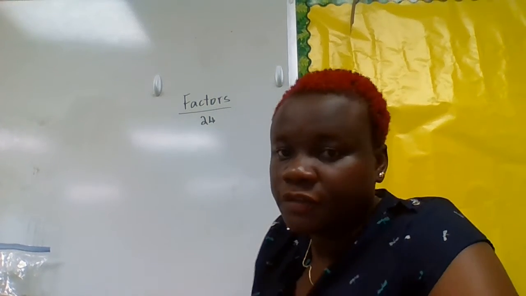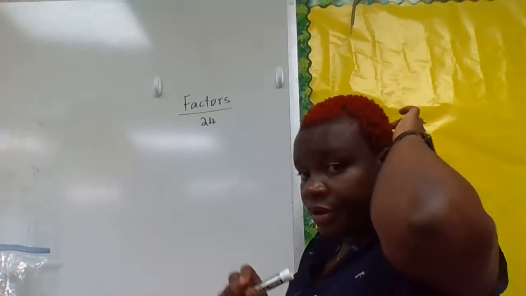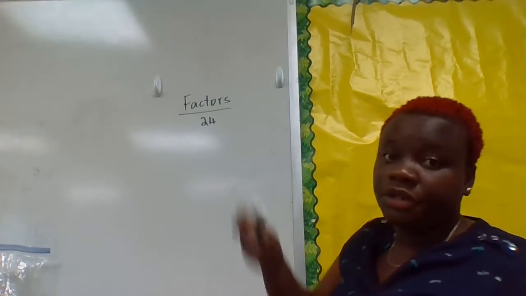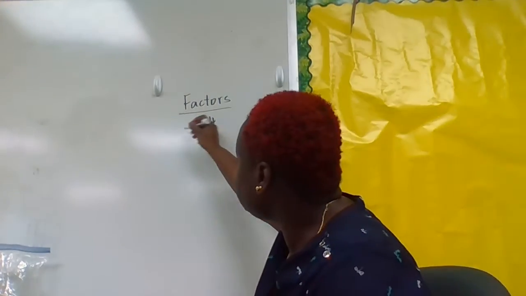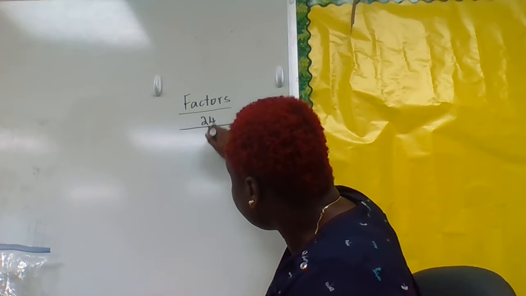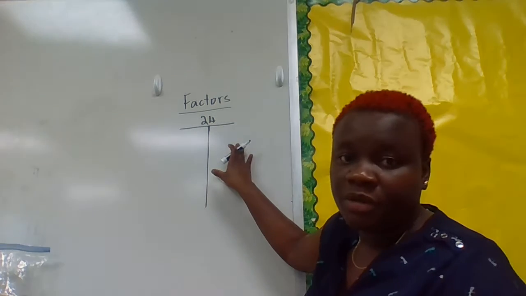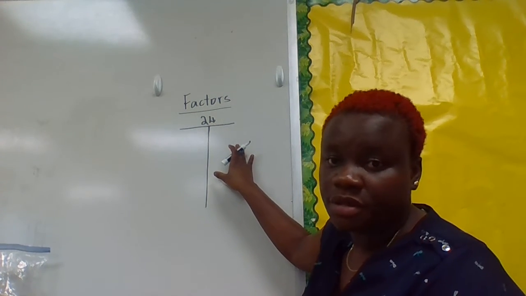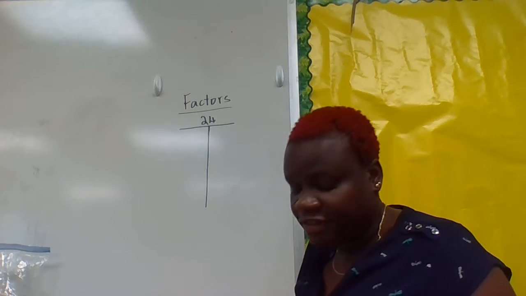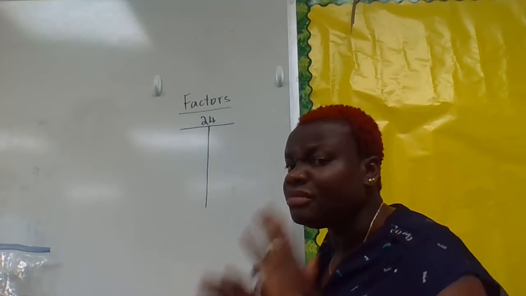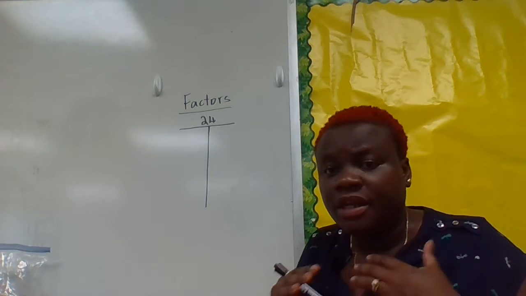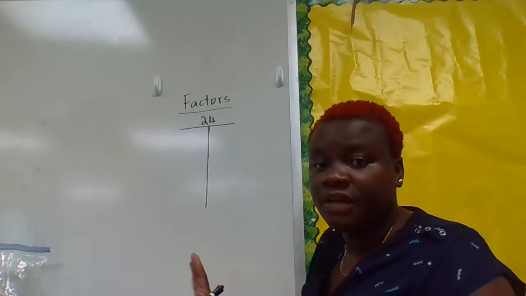All right, today we'll be finding the factors for 24. So on my board, I have the number 24 written down. I'm just going to make the T chart to go with my 24 because this is where I'm going to be writing my factors. So the first question I'm going to ask myself is, I want to know the numbers that can go into 24 without leaving a remainder.